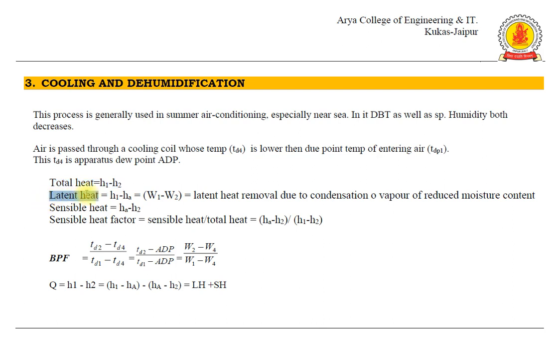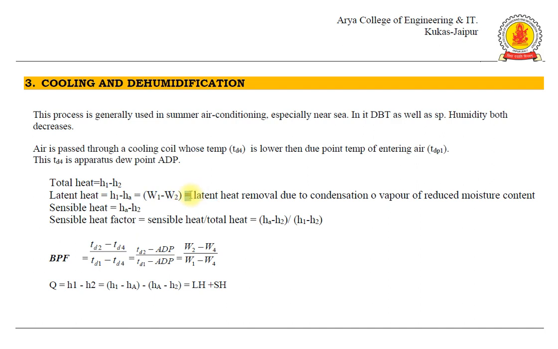In this, latent heat part will be H1 minus HA, that we have seen in the previous numerical. We can easily calculate it by the values given in the numerical. This portion is latent heat removal due to condensation of vapor of part W1 minus W2.